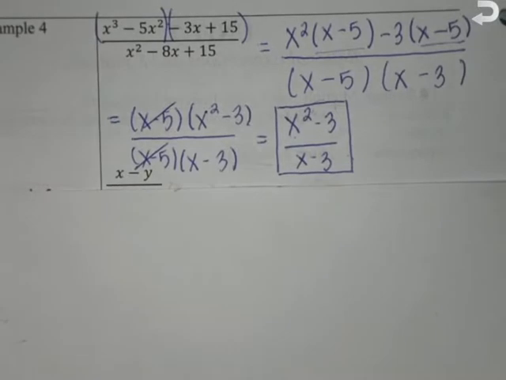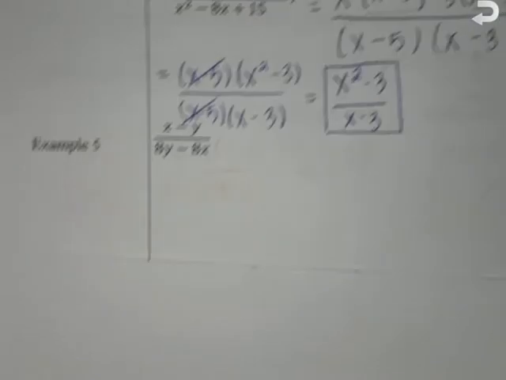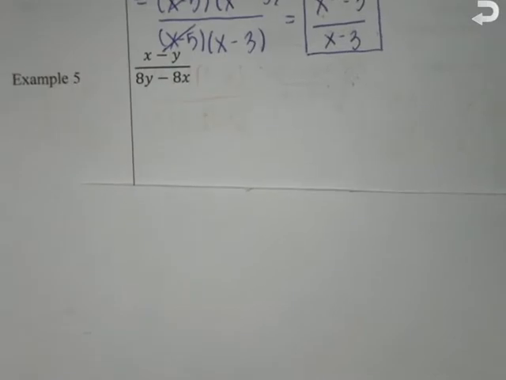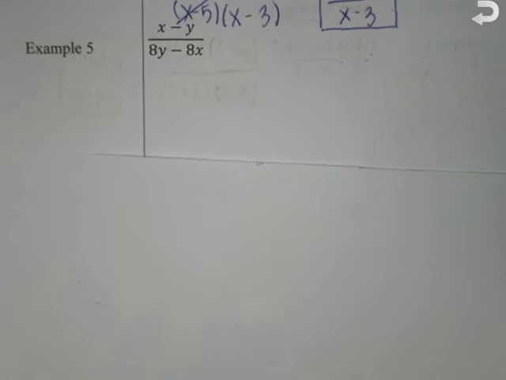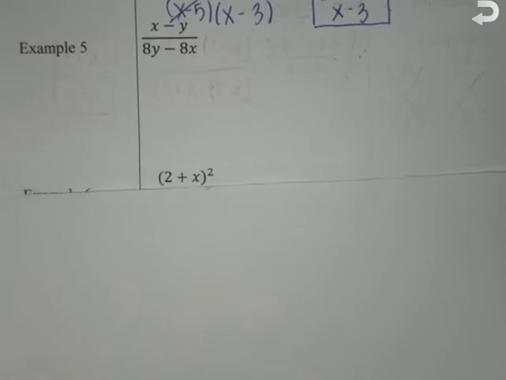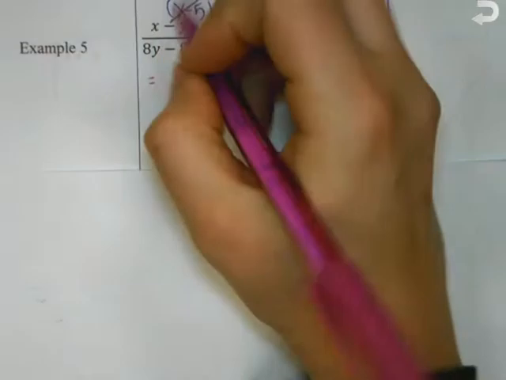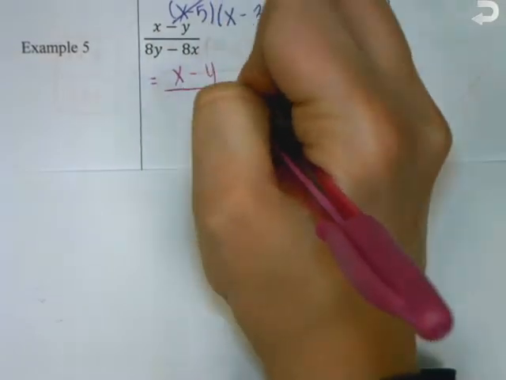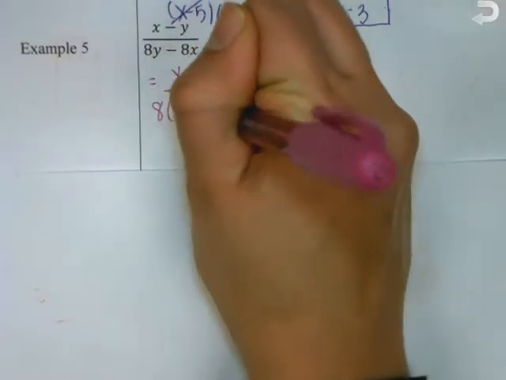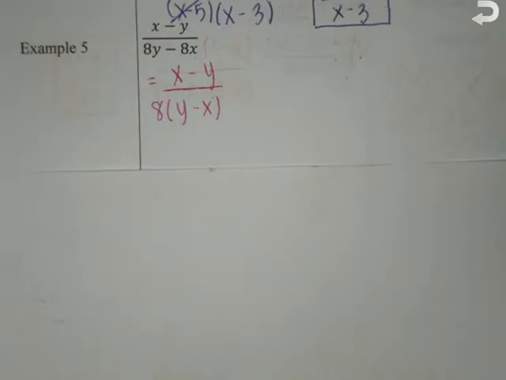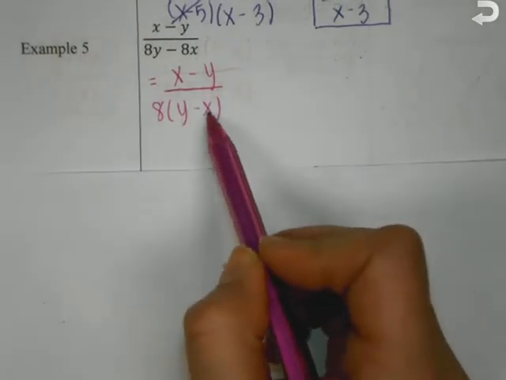Okay, example 5. X minus y all over 8y minus 8x. Okay, the numerator does not factor, how does the denominator factor? A GCF, so this is 8 times y minus x. Okay, so in the denominator I have y minus x, in the numerator I have x minus y. Are those the same thing? No, because order does matter, but Cole made a good point.